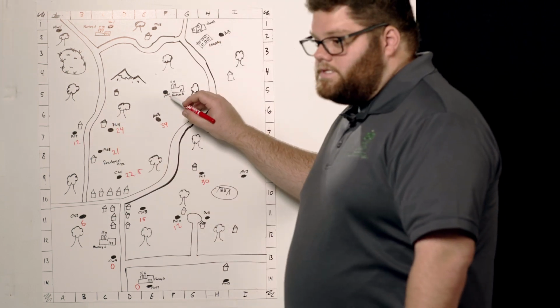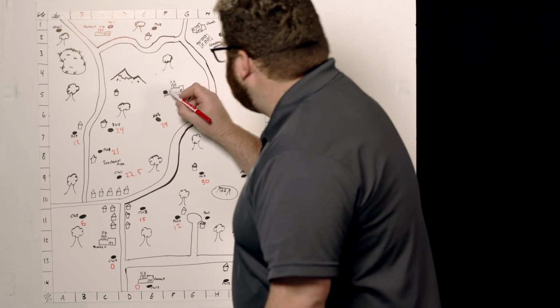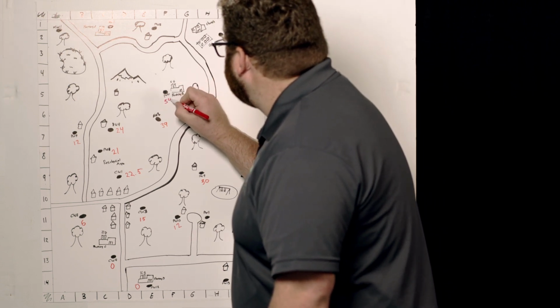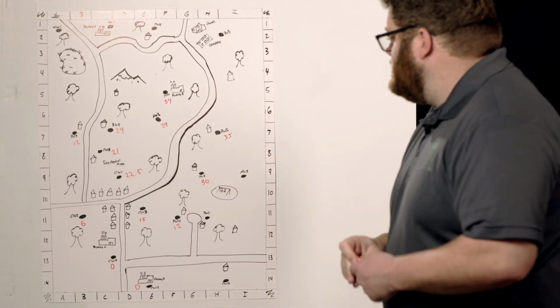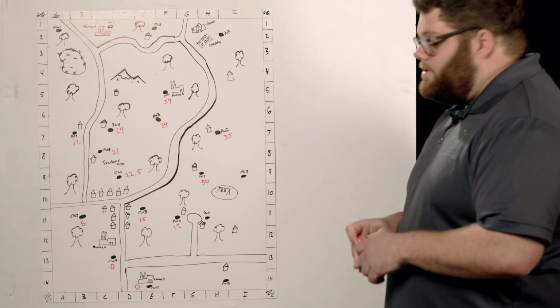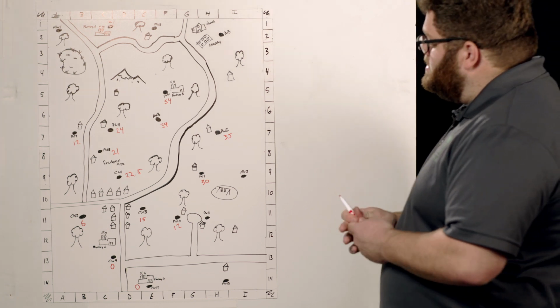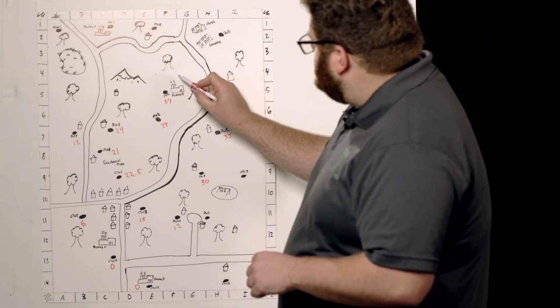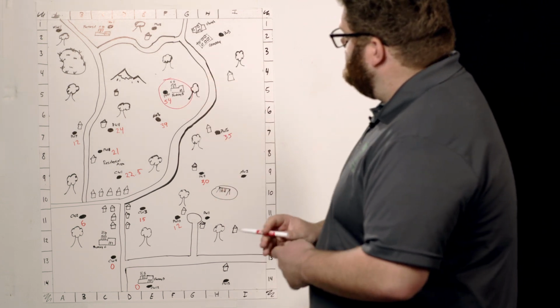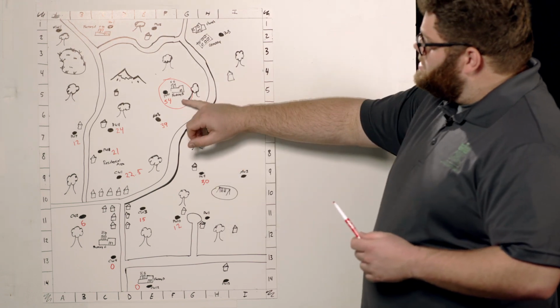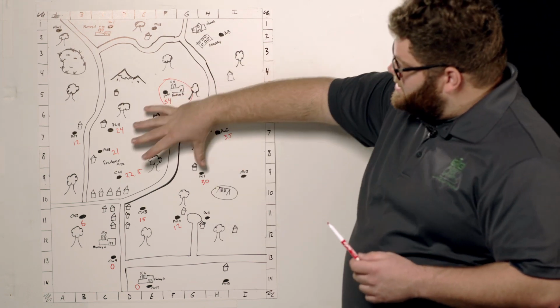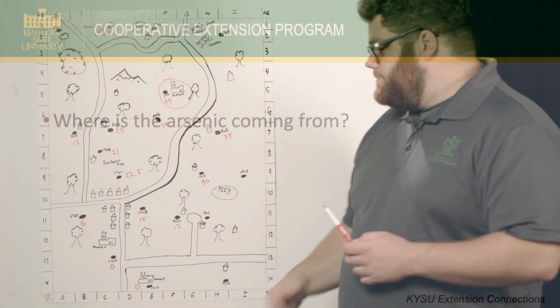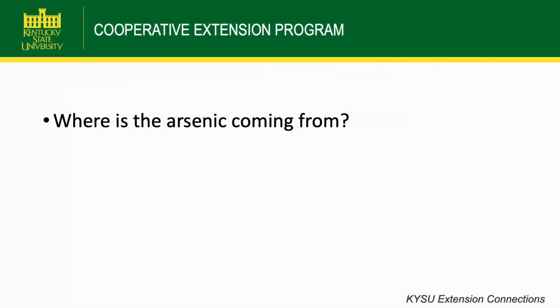And private well 6 here has 54. I think that's the highest number so far. So I think we have a pretty clear plume going here, and it seems to be starting from factory B, because we have the highest numbers, and as we go down, it kind of spreads out and our numbers get lower. So where do we think the arsenic is coming from?